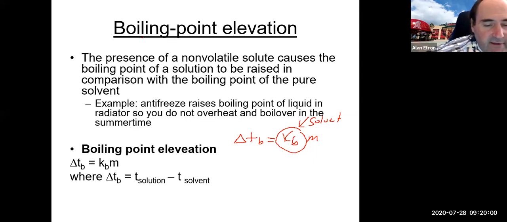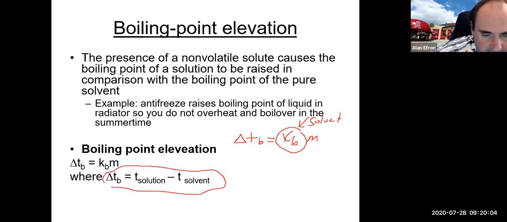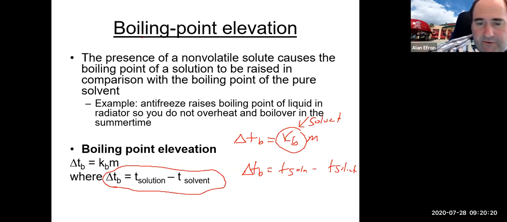And because this is freezing point depression, and the change in boiling point, or boiling point elevation, the change in temperature is different. Here we take the temperature of the solution minus the temperature of the solvent, which is important so that you get the right sign when it's all said and done.